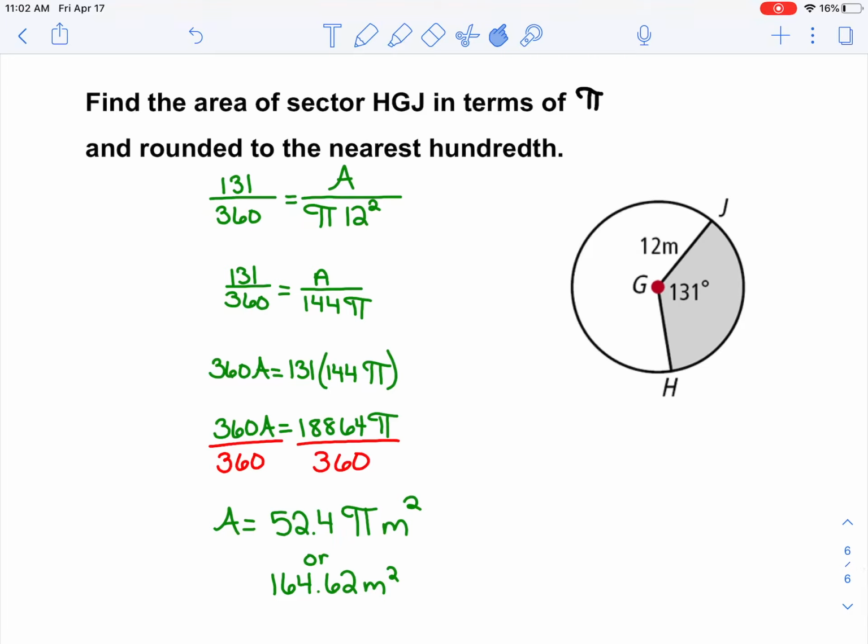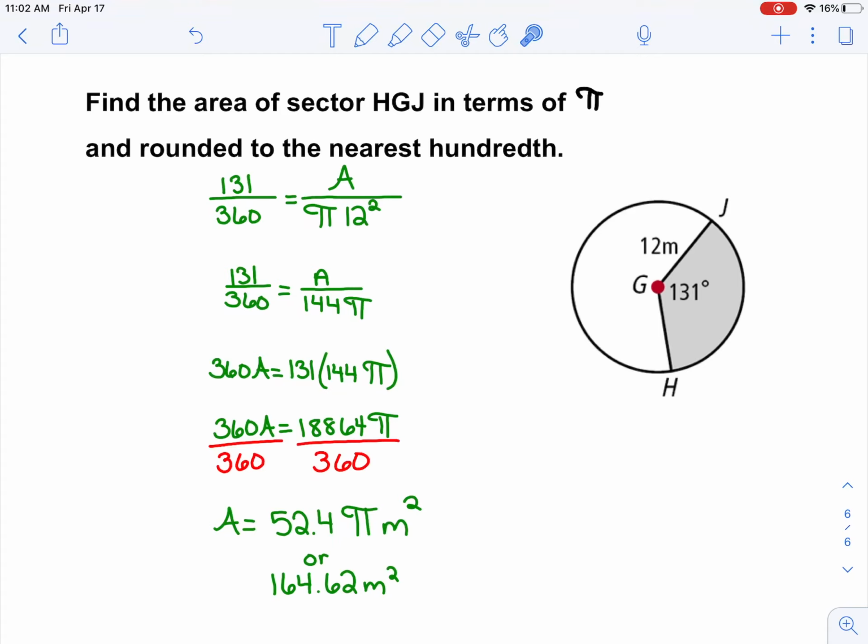So let's go over an example. Find the area of sector HGJ in terms of pi and rounded to the nearest hundredth. So on one side of our proportion, we have the measure of our intercepted arc in degrees, or our central angle, which is 131 degrees, over 360, because that is the degrees in our circle.